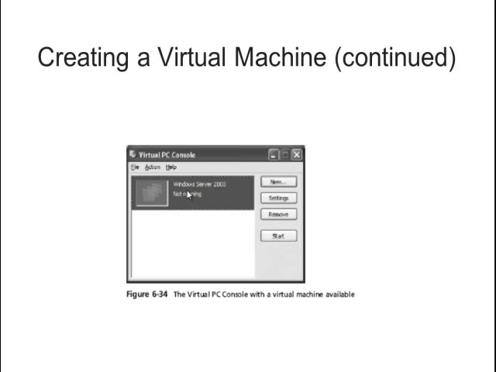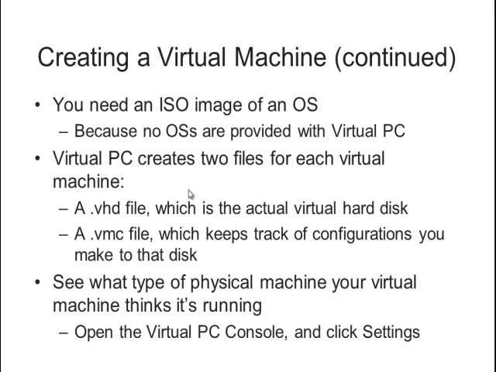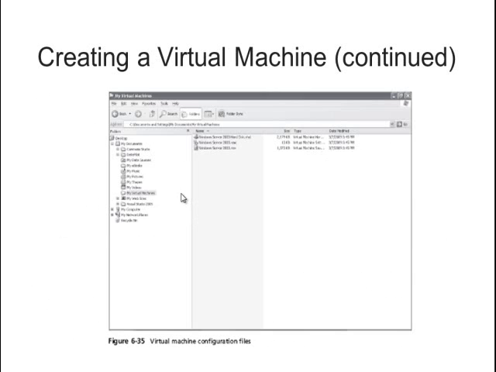Virtual PC creates two files for each virtual machine. A VHD file, which is the actual virtual hard drive, and a VMC file, which keeps track of configurations you make to that disk. To see what type of physical machine your virtual machine thinks it's running, you should open Virtual PC Console and click the Settings button. There we are.